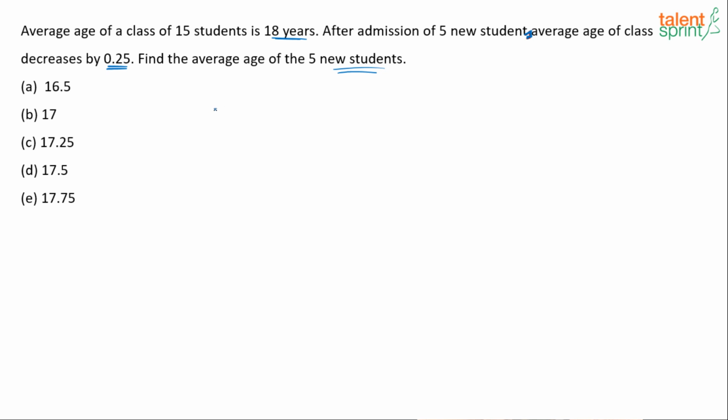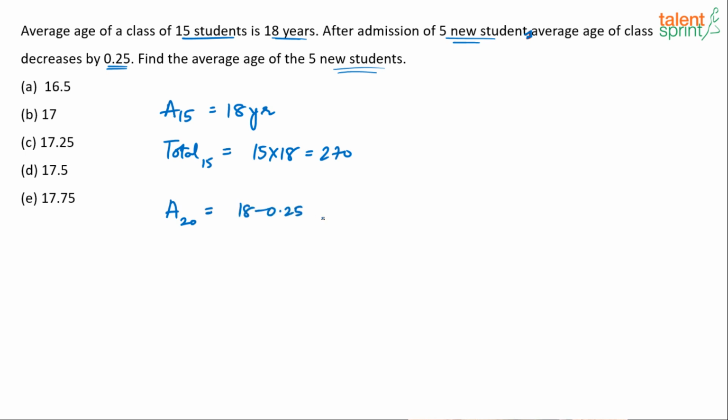Now let me first explain to you the regular method of solving this question, like most of you would follow, right? Average age of 15 students is 18 years. So what will be the total age of these 15 students? 15 into 18, whatever that number is, 270 years. After admission of 5 new students, the average age decreases by 0.25, meaning the average age of 20 students is 18 minus 0.25, which is 17.75.